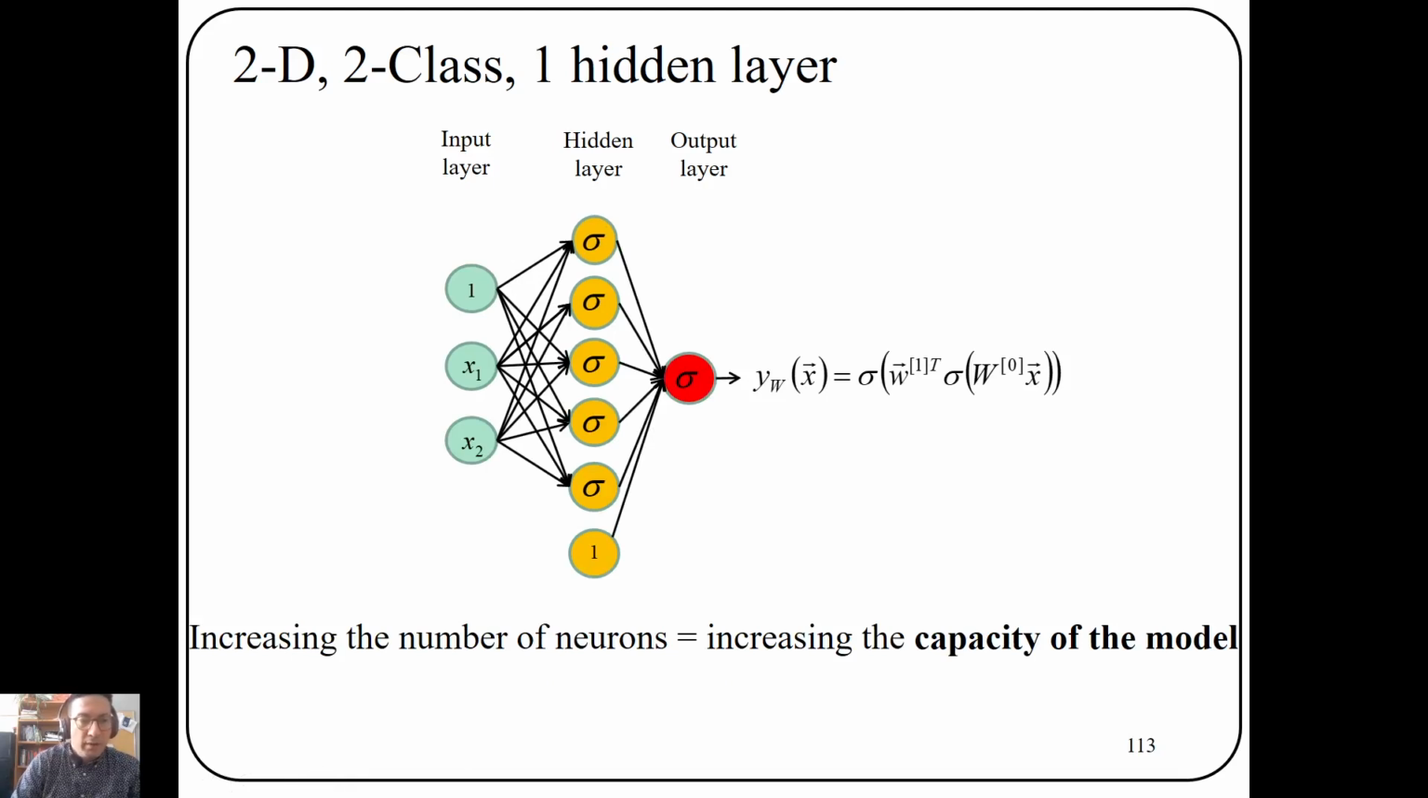Mathematically, nothing prevents us from increasing the number of neurons in the input layer. So here we now have 1, 2, 3, 4, 5 neurons plus a bias. In this case, we would have 5 times 3 plus 6 times 1, so a total of 21 parameters. And the more parameters that we have, the better the system will be at recovering a nonlinear classification function.